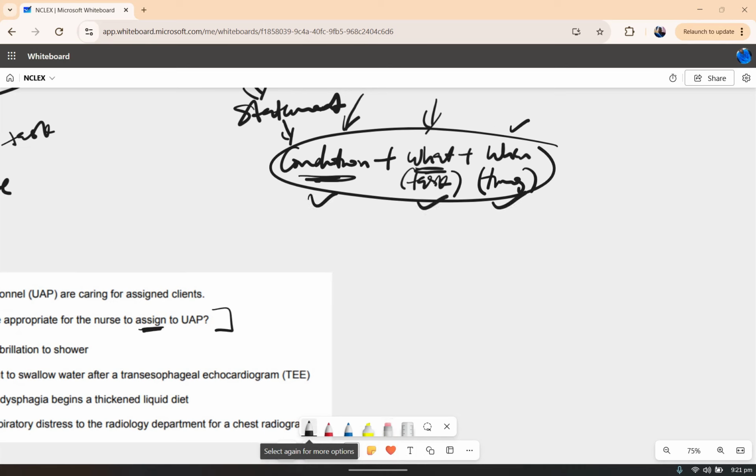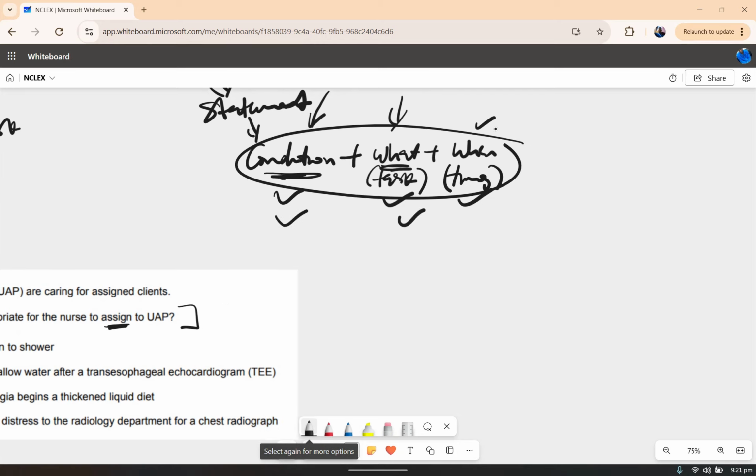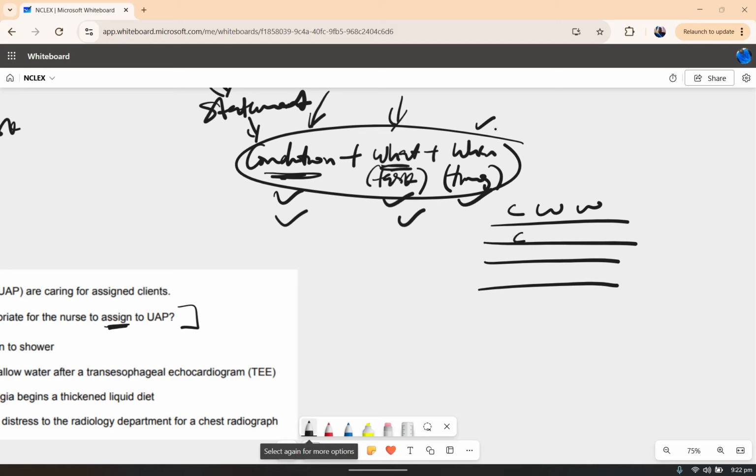So the only time we start thinking about the task is when that particular statement contains every one of these three things, or just these two things. That is when we start thinking about the task to eliminate. Because if you have option 1, option 2, option 3, option 4, and every option has the condition, the what, the when, we don't know our answer.